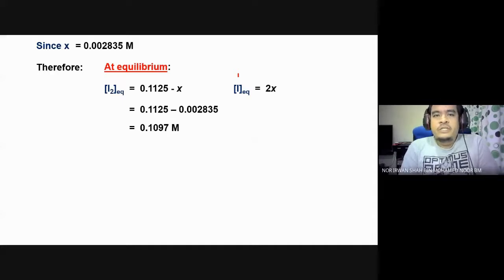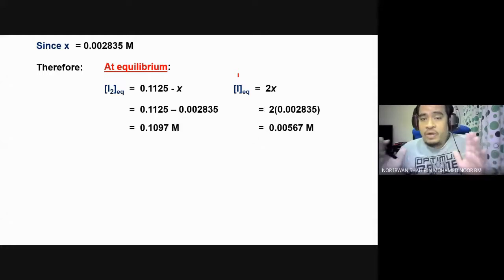Then we do the same for gaseous iodine atoms at equilibrium. The concentration is 2x, remember, from the ICE table. So 2 times 0.002835, we are going to get 0.00567 molar.